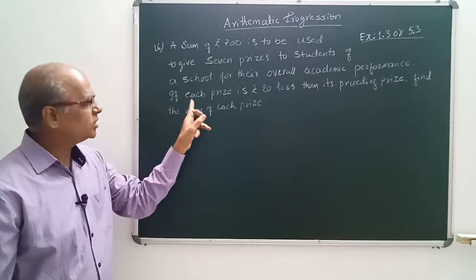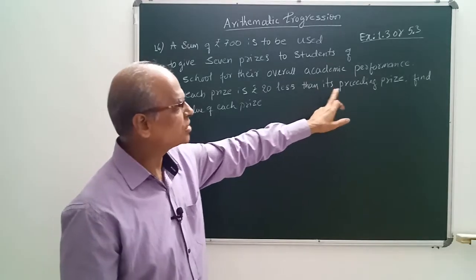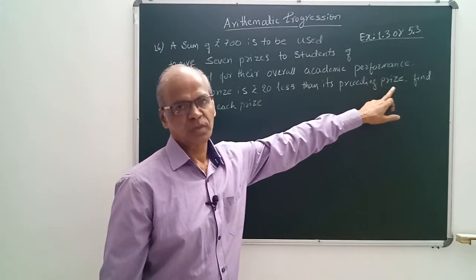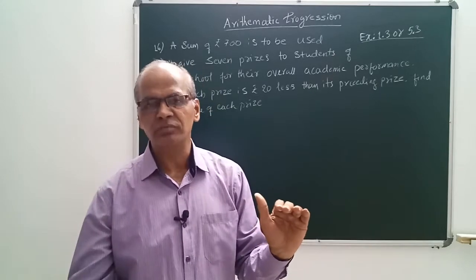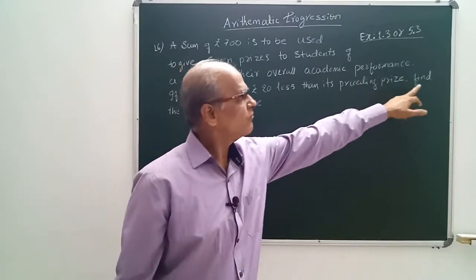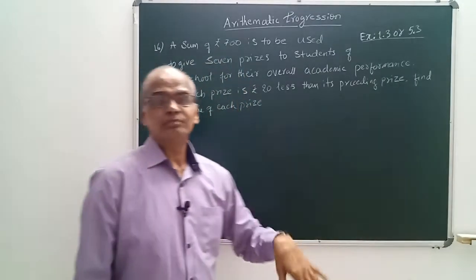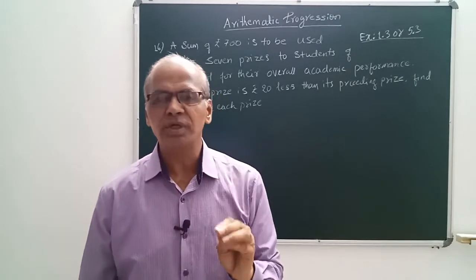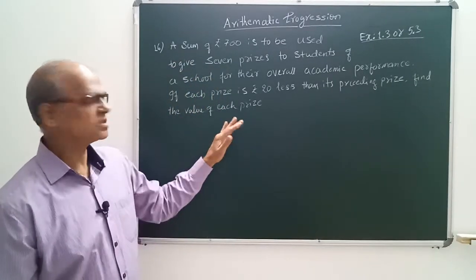Now, each prize is rupees 20 less than its preceding prize. Suppose the first person gets 100 rupees, so the next person will get 20 rupees less. That is the meaning of this. Find the value of each prize, means how much amount each student will get, that we have to find out. Okay, see, this is the question.